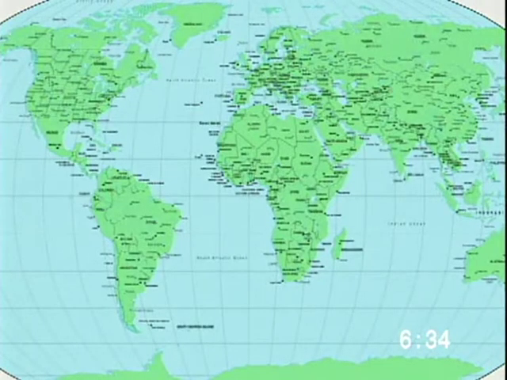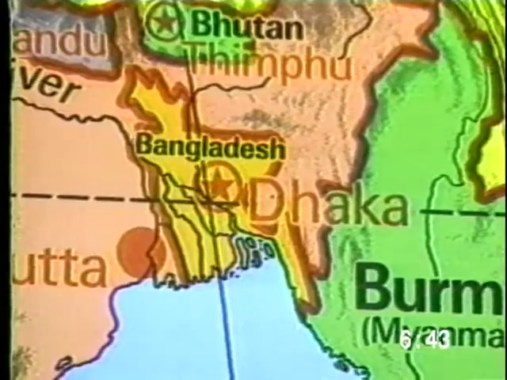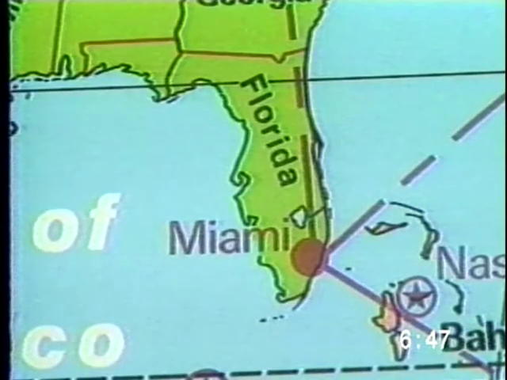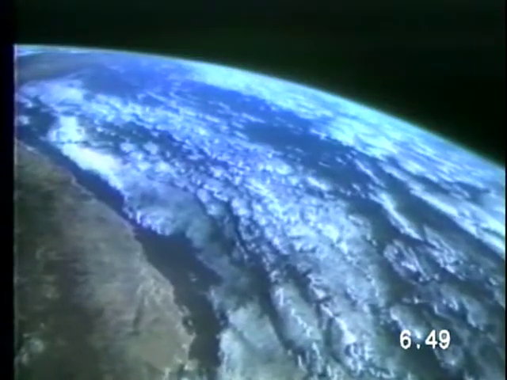A rise of sea level of 10 feet would flood most of the Earth's coastal cities and other low-lying regions. These low-lying regions include Bangladesh in southern Asia, the Netherlands in northern Europe, most of southern Florida in the United States, and many other places around the world.